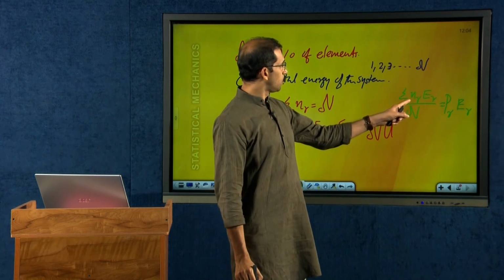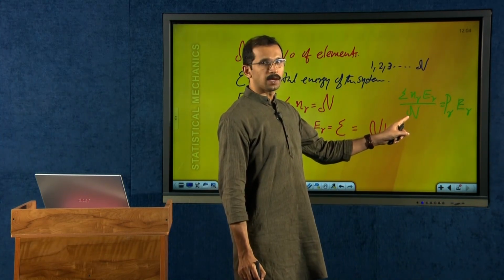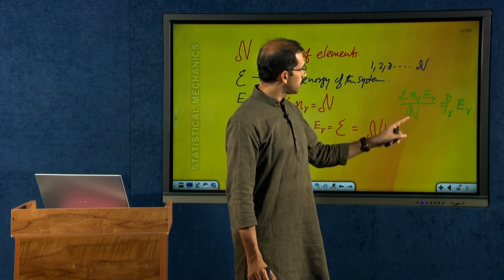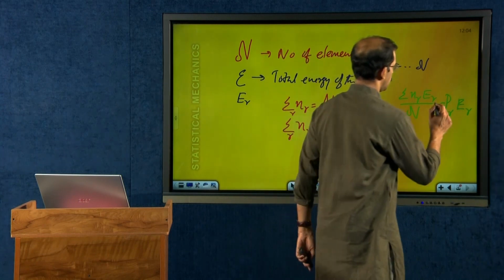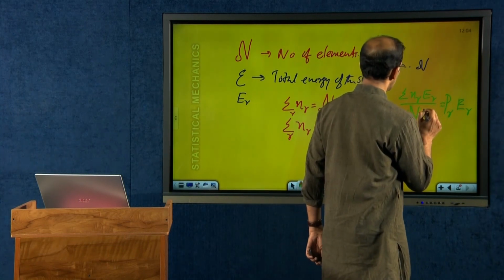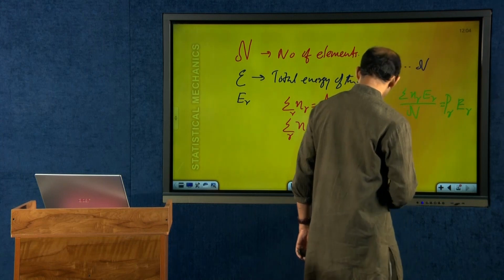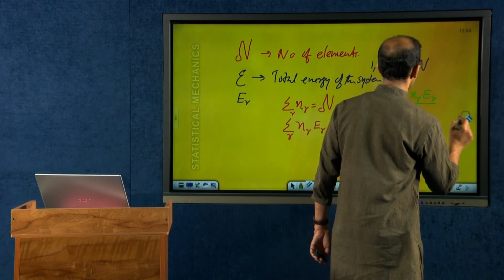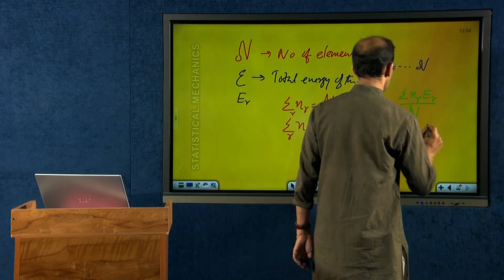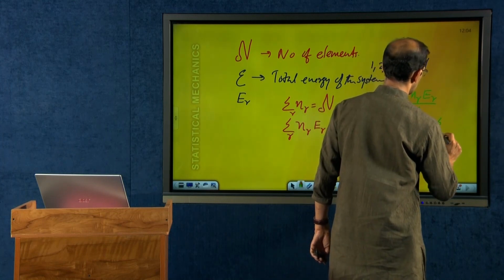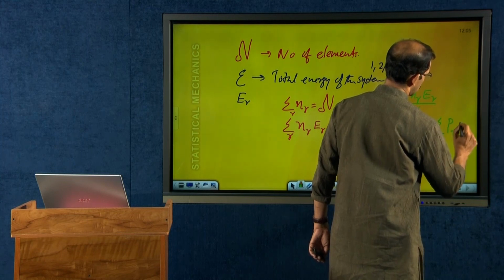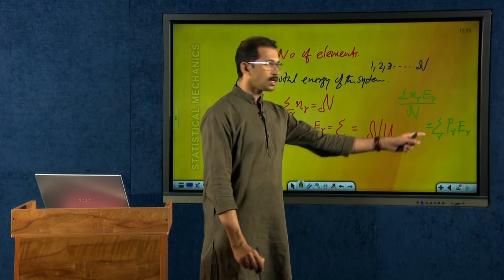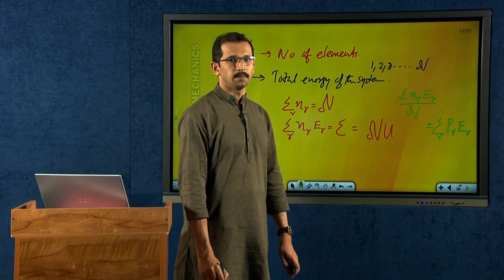Why? Because the sum over N_R divided by the script N can be written as P_R E_R, and obviously since I have the summation here, I should mention that also. It is equal to the summation over R of P_R E_R, right. So, this is how we can define this system.